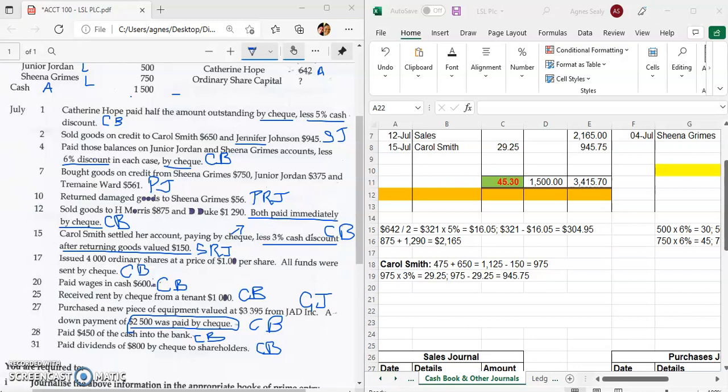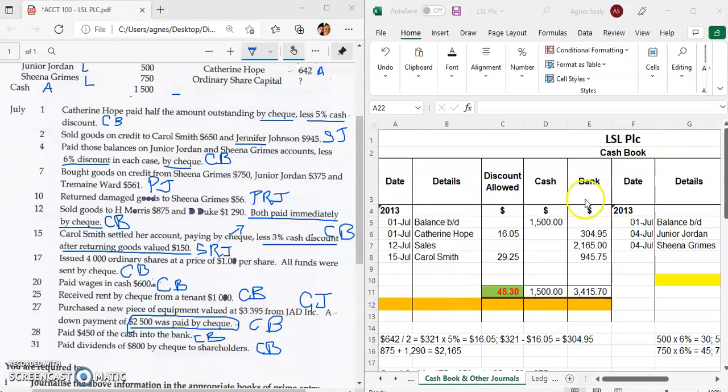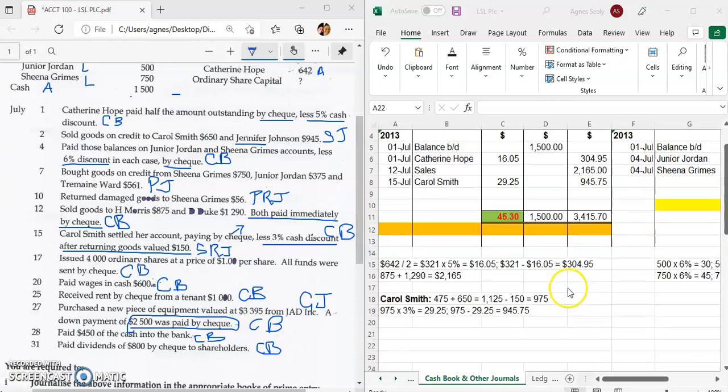This is part 4 of our video series with respect to our example question LSL Plc, which is a company, and we are journalizing the transactions for this company. We left off in our previous video where we started looking at the transaction on the 17th of July, where you issue 4,000 ordinary shares at a price of $1 per share. And we said that all funds were sent by check.